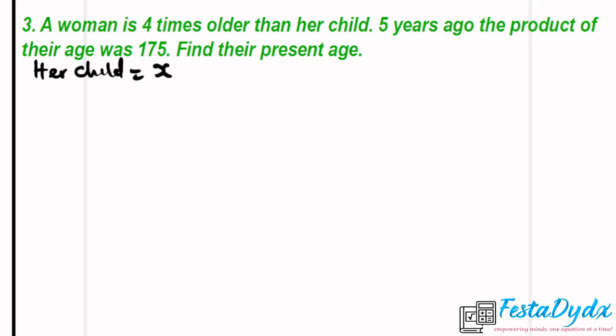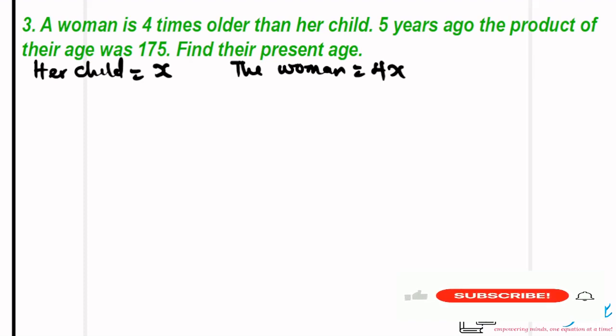Now, how old is this woman? It says a woman is 4 times older. So if the child is x, the woman's age is 4 times x, meaning the woman is 4x. Now it went further and said 5 years ago. 5 years ago means minus 5. Meaning if presently I am 10 years and I want to tell you 5 years ago, that means 10 minus 5, which will give me 5 years. So if I am 20 years, 5 years ago means 20 minus 5, which is going to give me 15 years. So now I have the child's age to be x and the mother's age to be 4x.